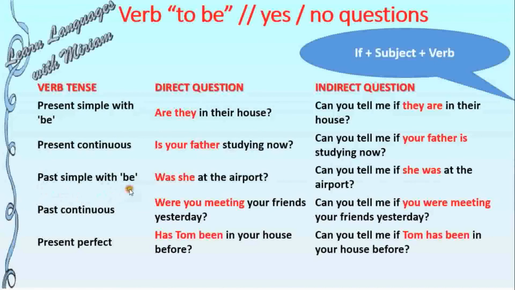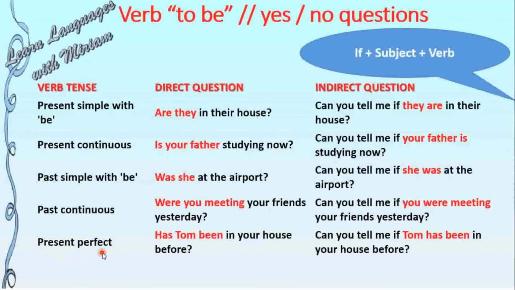Past simple with verb to be. Was he at the airport? Can you tell me if she was at the airport? Past continuous. Were you meeting your friends yesterday? Can you tell me if you were meeting your friends yesterday?